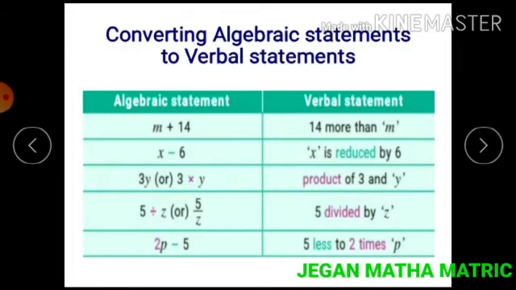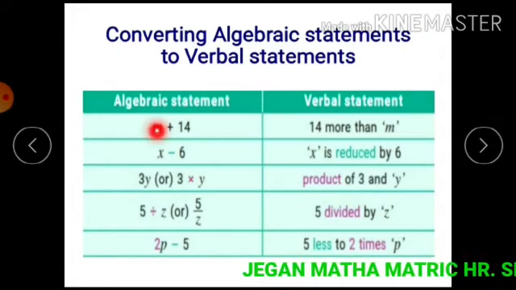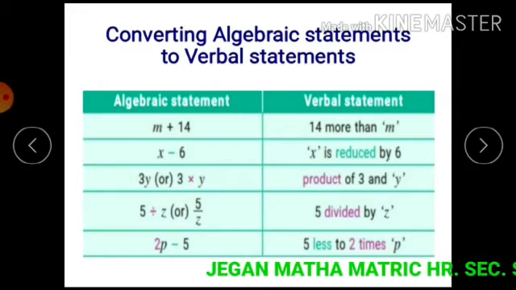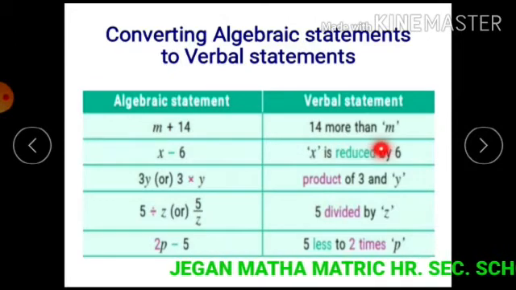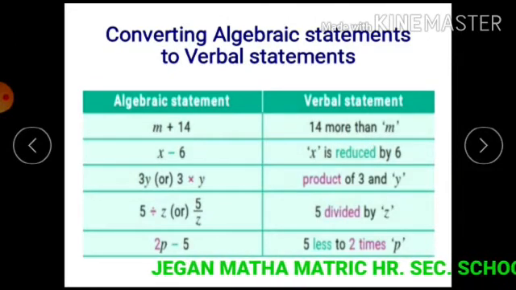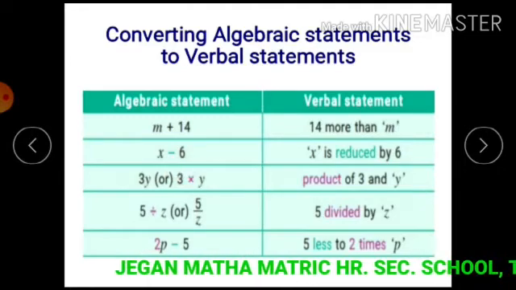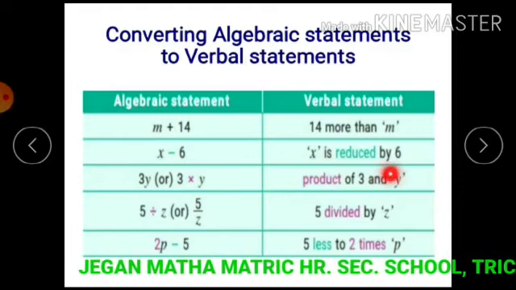Now converting algebraic statements to verbal statements. Algebraic statement m plus 14. The equivalent verbal statement is 14 more than m. The algebraic statement is x minus 6. The verbal statement is x is reduced by 6.